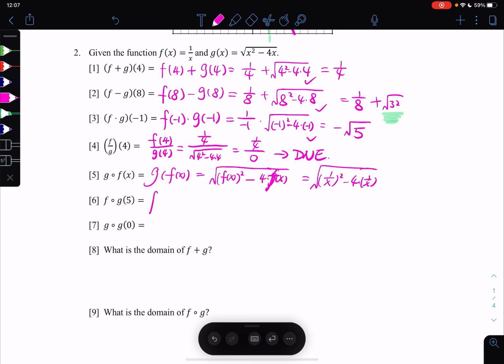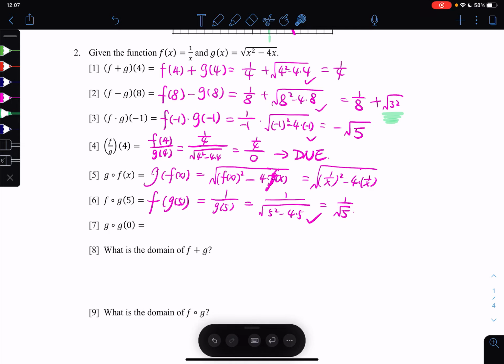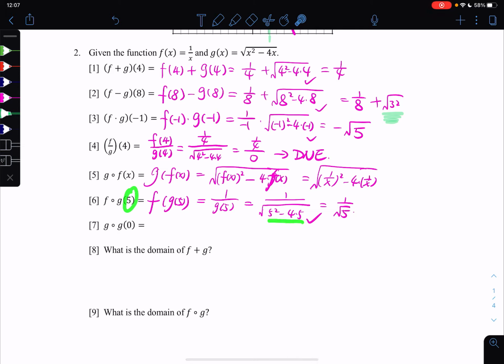The next one is f composite with g, but evaluated at 5. So what you're going to do is put g of 5 in there. Hence, you have 1 over the square root of 5 squared minus 4 times 5, which, if you want, you could have simplified, but you receive full credit once you got there. So be a little bit careful. This one has x as input, so my final answer, I'm not replacing x by anything else. This problem has 5, so your final answer should only carry numbers.